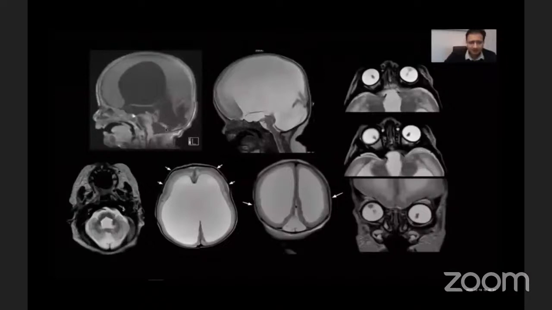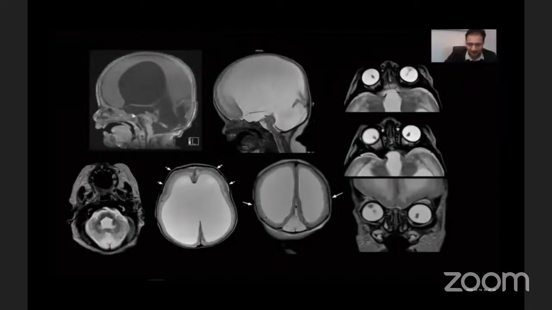On the axial images, the cerebellum appears malformed with these lobular contours. The supratentorial brain parenchyma also appears abnormal with lack of sulcation, giving the lissencephalic appearance. And also when you look at the cortex, it has this lobular, lumpy bumpy appearance bilaterally. Again, same findings on the coronal T2 weighted imaging.